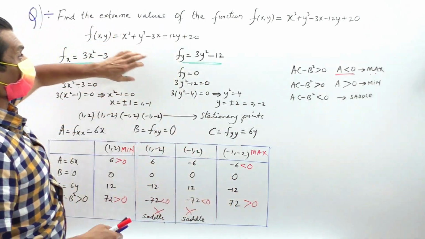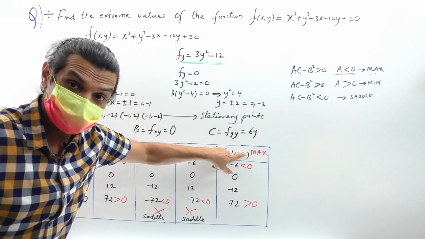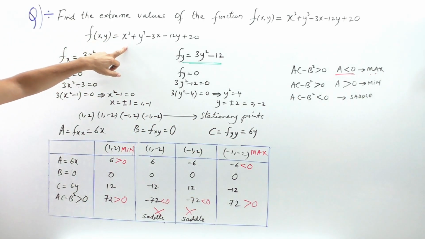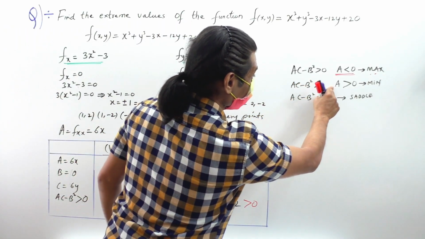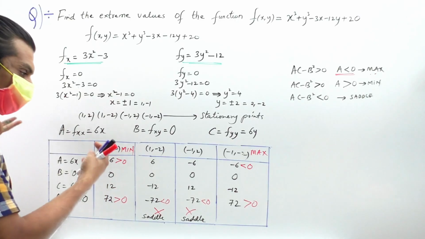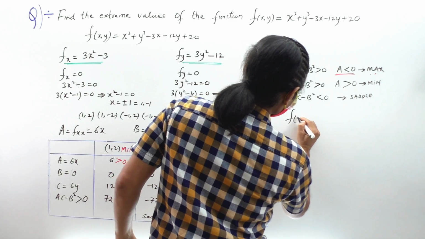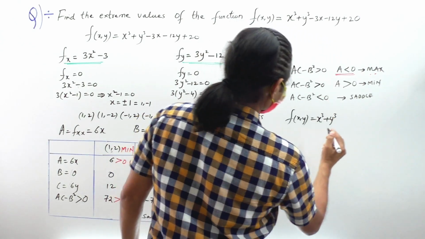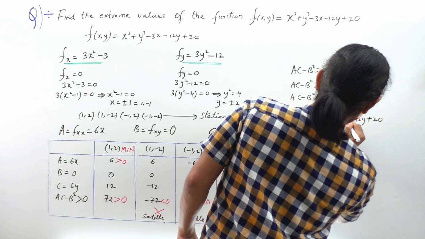So, the maximum value of this function f of xy occurs at minus 1, minus 2, what the conditions imply, and the minimum value of this function occurs at 1, 2, where the condition AC minus B square greater than 0 and A greater than 0 implies. That's all. That is how we solve from the question table simply. So, let us find the maximum and minimum value here. The question is f of xy equals x cube plus y cube minus 3x minus 12y plus 20.